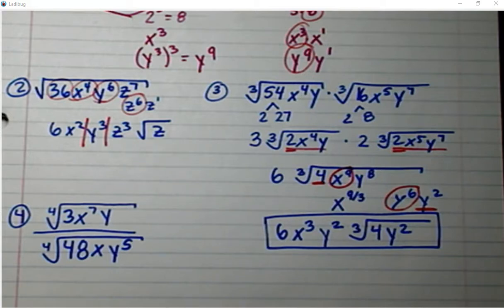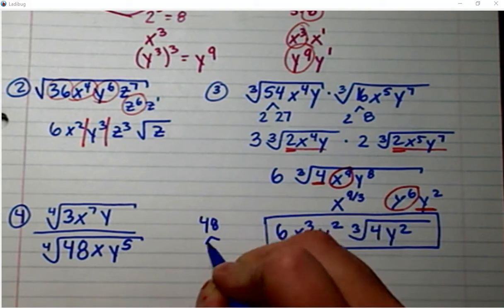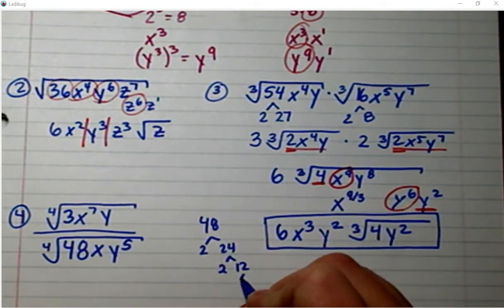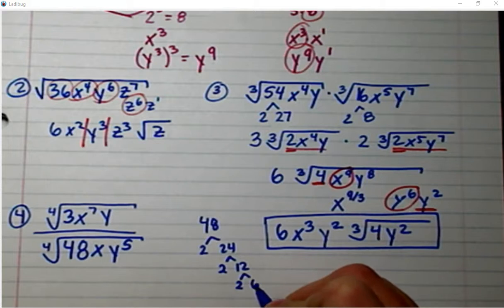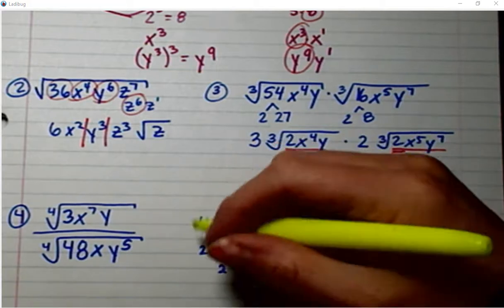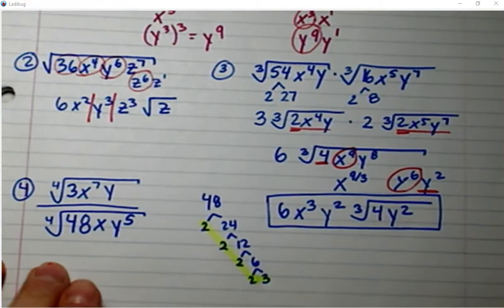I guess factor the 48. Factor 48. Okay, so you want to look for a perfect 4th power in 48. That's reasonable. I'm going to just do it over here. Okay, so 48 is 2 and 24, 2 and 12, 2 and 6, 2 and 3. So there's the bottom of my factor tree. And so, sure, I do end up with something I can simplify here. Okay, that's one way to do it.